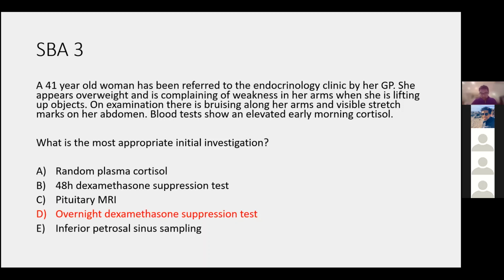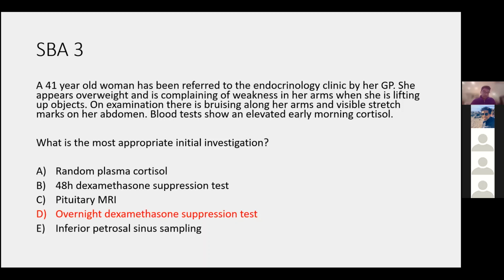Random plasma cortisol is not useful in the diagnosis of Cushing's because if you remember back to your preclinical years, cortisol levels have a diurnal rhythm, so they change throughout the day. A 48-hour dexamethasone suppression test is usually done following an overnight suppression test if further confirmation is required. A pituitary MRI can be done if you suspect that it's Cushing's disease, so it's caused by a pituitary tumor. So that would be a test that's done later down the line.